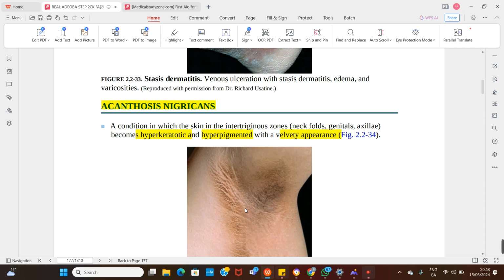Hyperkeratotic, hyperpigmented lesions with velvety appearance. This kind of constant skin breaking appearance, like this. Once you see this, this is what we call the velvety appearance within the intertriginous area. Think about acanthosis nigricans.